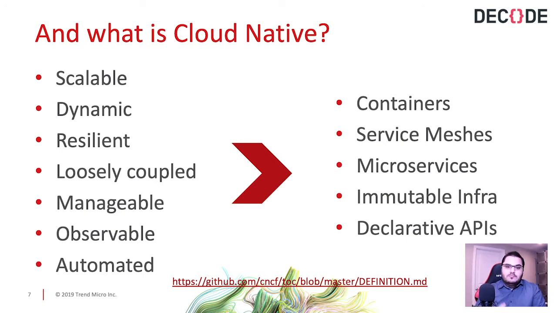With those 7 characteristics, you have some examples of cloud native applications on the right side, which are containers, service meshes, microservices, immutable infrastructure, and declarative APIs. So basically that's the ecosystem that's composed of cloud native applications, right?